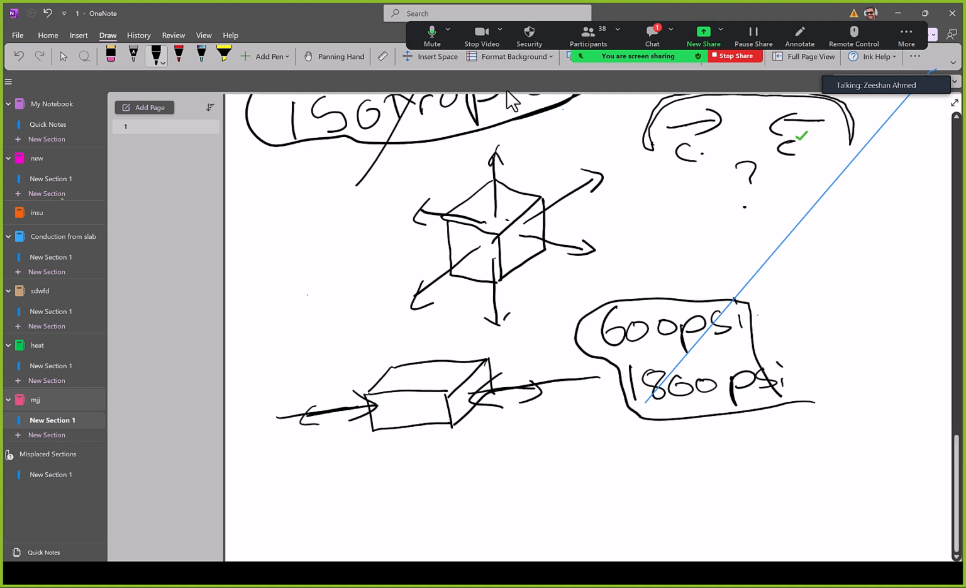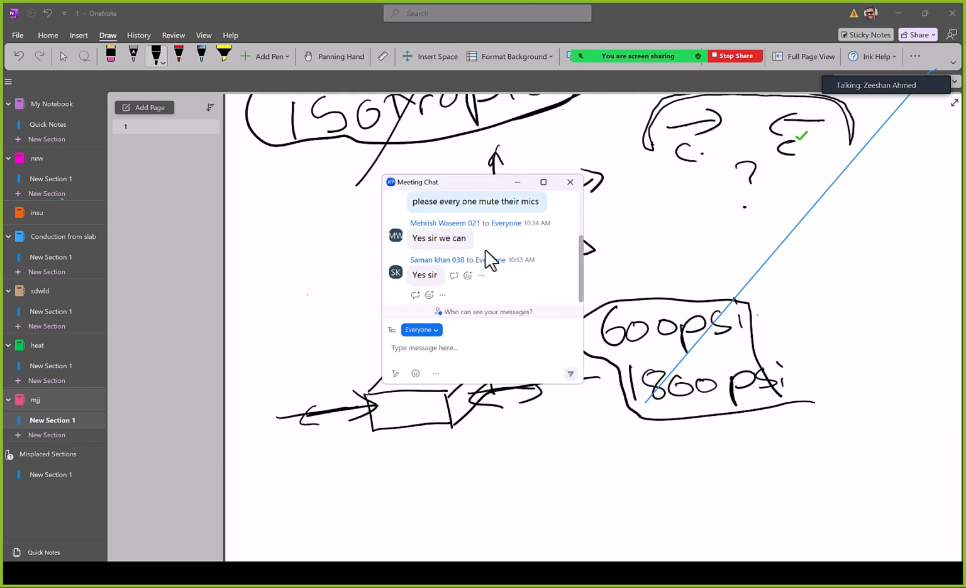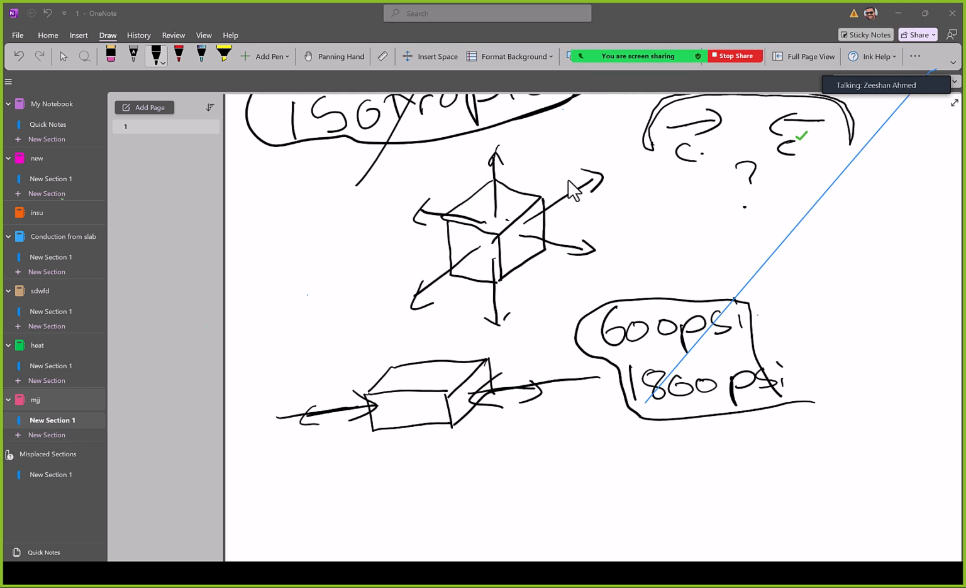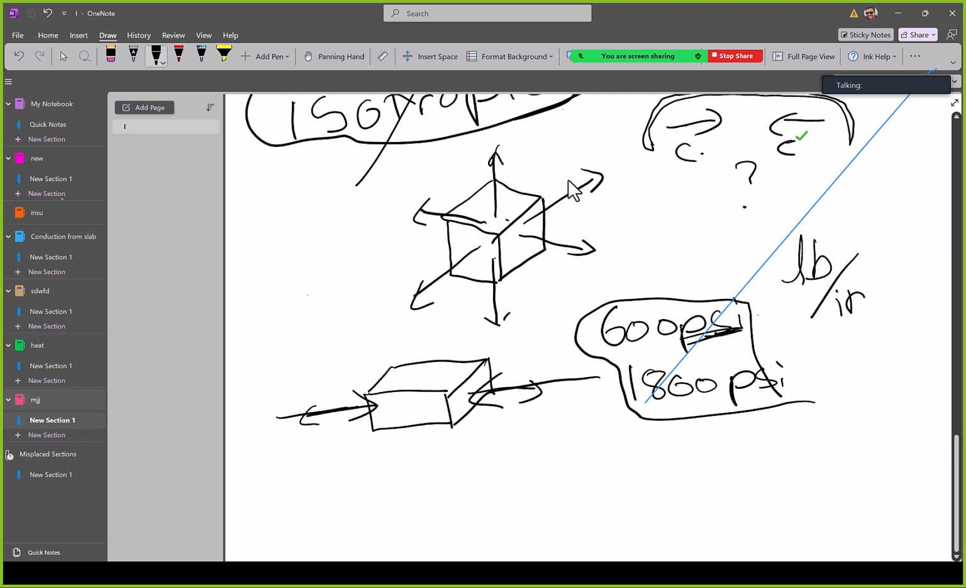Does everybody know psi? Anyone who doesn't know psi so far? Anyone at all? So we can finally kill this beast psi. सबको पता है psi क्या है? Yes, sir. Good.